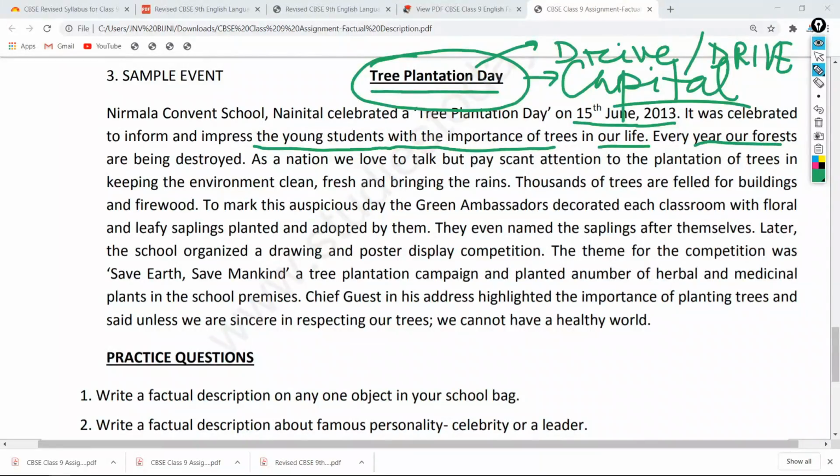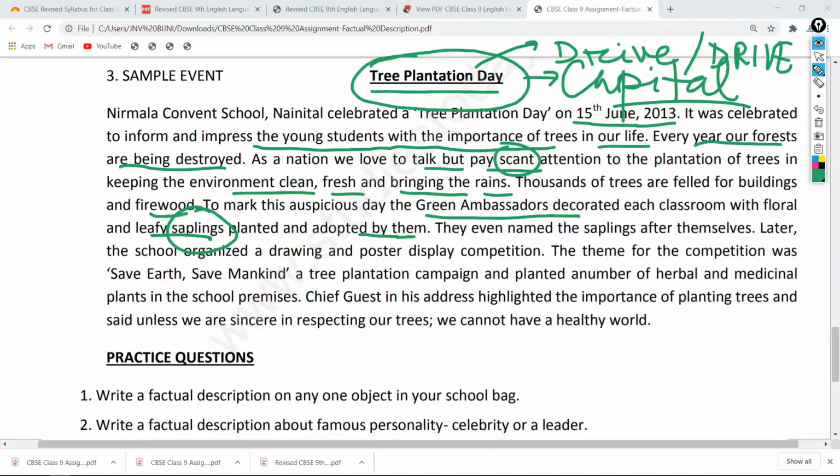Every year our forests are being destroyed. As a nation we love to talk but pay scant attention, meaning less attention, to the plantation of trees in keeping the environment clean, fresh and bringing the rains. Thousands of trees are felled for buildings and firewood. To mark this auspicious day, the Green Ambassadors decorated each classroom with floral and leafy saplings. Sapling means small plant, planted and adopted by them.